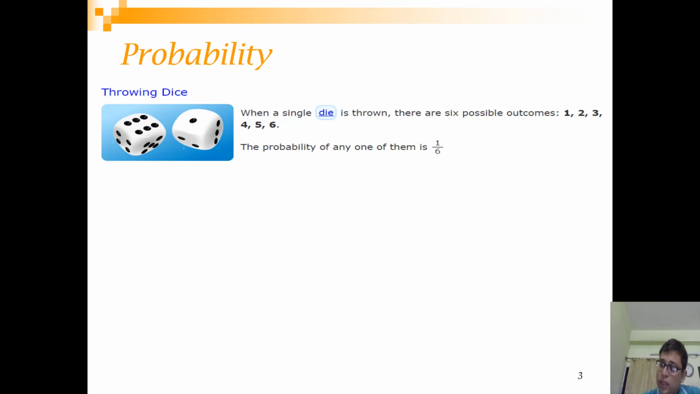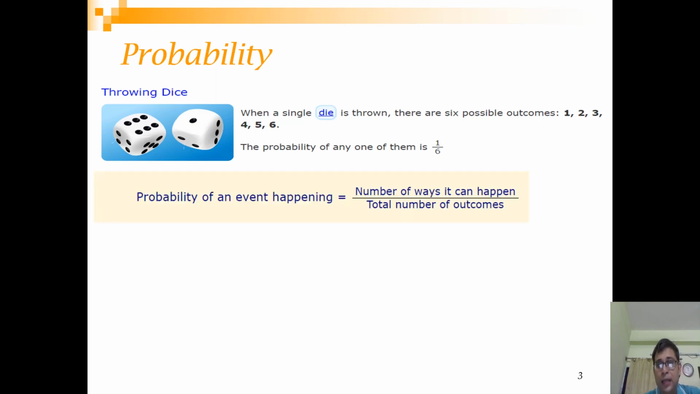So this has a definition, and the definition goes like this: the probability of an event happening is given as a ratio, which is the number of ways it can happen by the total number of outcomes. The number of ways it can happen will always be less than or equal to the total number of outcomes, which is the reason the probability of an event is always between 0 and 1.